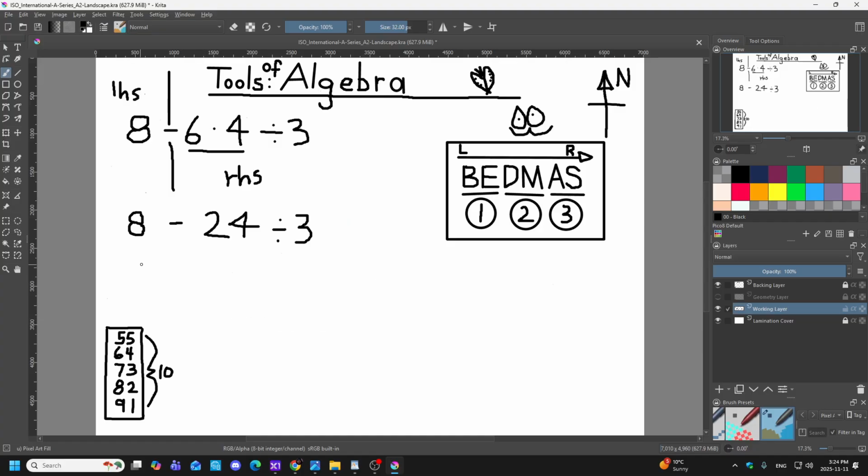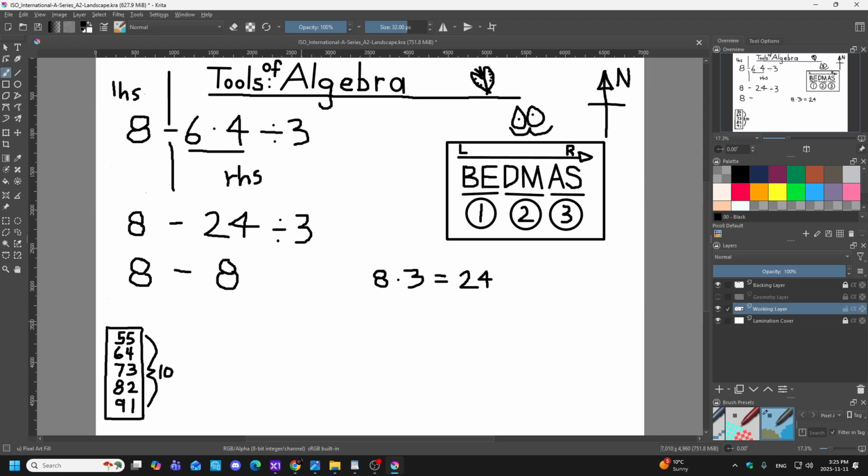So now we have 8 subtract 24 divided by 3. As we know, 8 times 3 equals 24. So we're left with 8 for the right hand side.